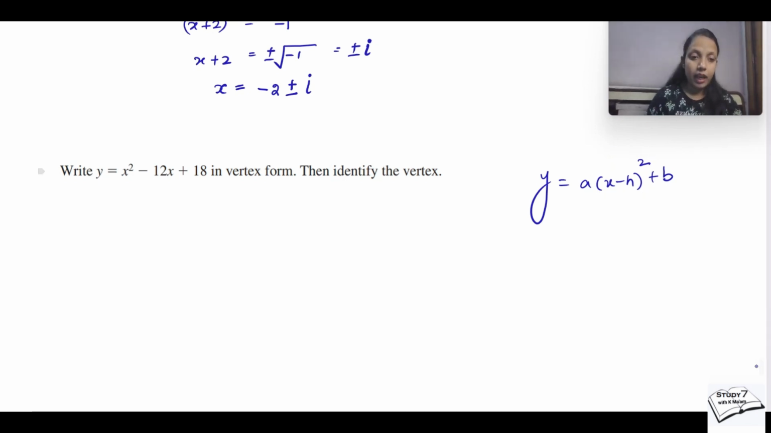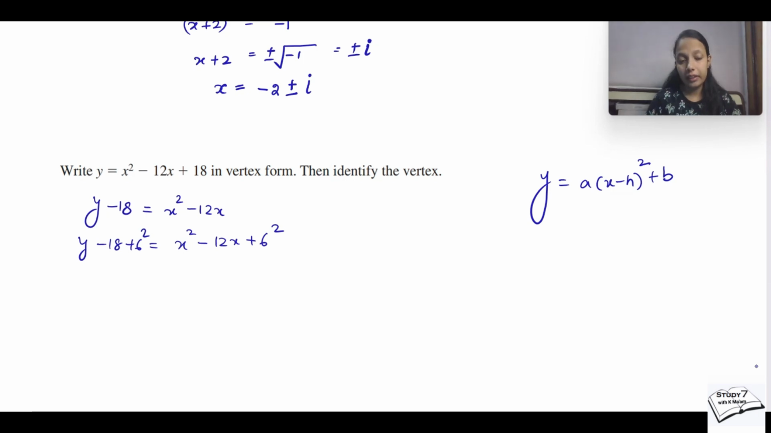So let's see. I'm shifting 18 to the other side. x square minus 12x. Now, what do you have to add? 12 by 2. 12 by 2 is 6. So I will add 6 square on both sides. I'm adding 6 square on both sides. y minus 18. 6 square is 36.